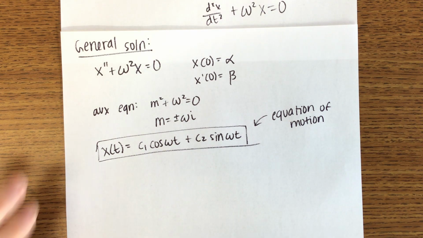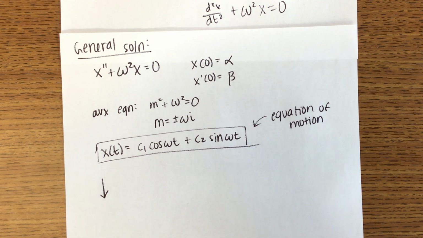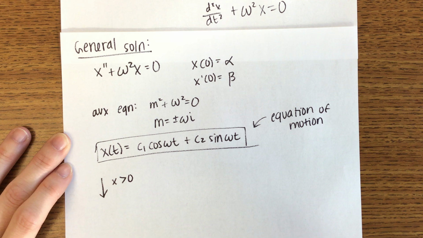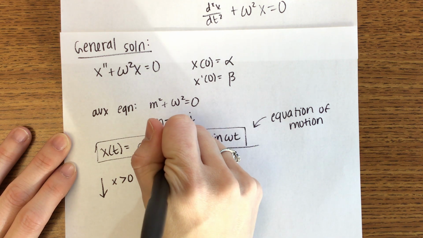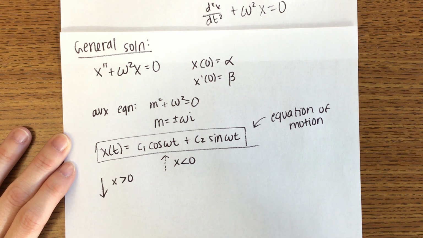Few things that we need to know, and I believe in physics this is the same way. When you pull the mass down, we're considering x to be positive. When you push the mass up from equilibrium, we're considering x to be negative.